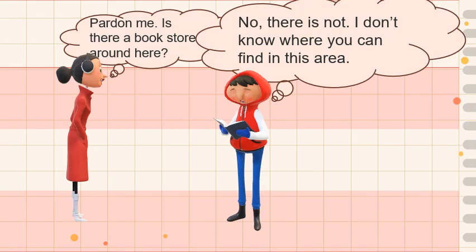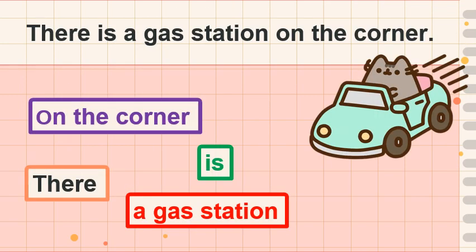Pardon me, is there a bookstore around here? No, there is not. I don't know where you can find one in this area. There is a gas station on the corner. Exercise. Can you unscramble the words to form a question?